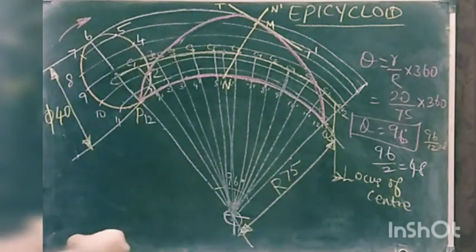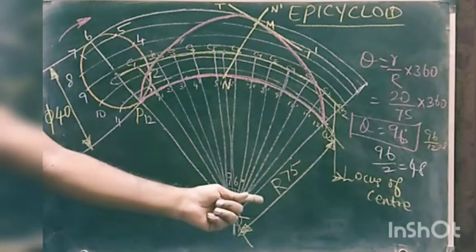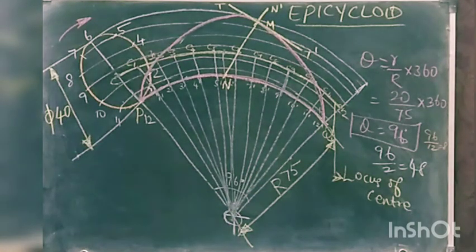So this is the method of marking the dimension. We cannot mark the diameter for this, so I'm marking the radius value R75. We need to put it as a capital R 75 and dia 40. So these are the two important things. Very important, we need to mark the dimension parameters. That's the end of this epicycloidal curve.